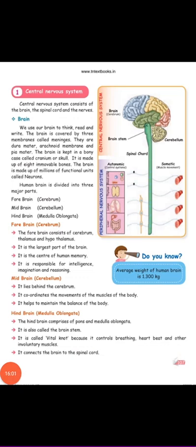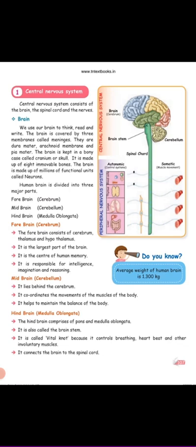So the first one is the central nervous system. What are the things it consists of? Brain, spinal cord and the nerves. So the brain, for what purpose is the brain there? For thinking. Yes or no? Yes. So it is covered by three membranes called meninges.